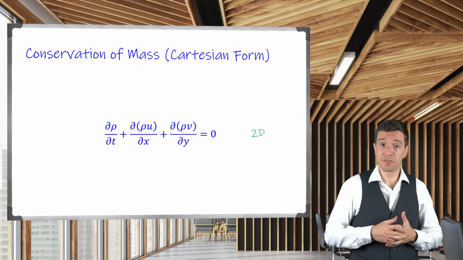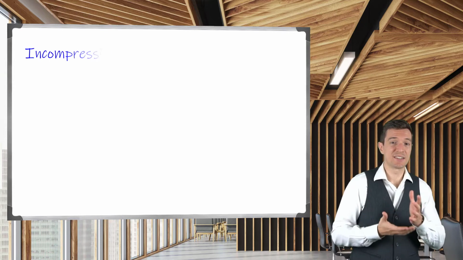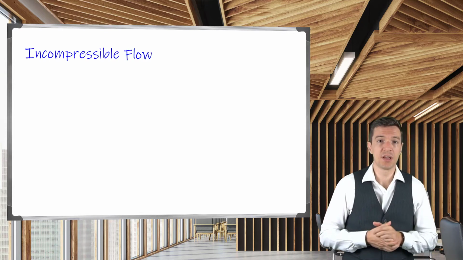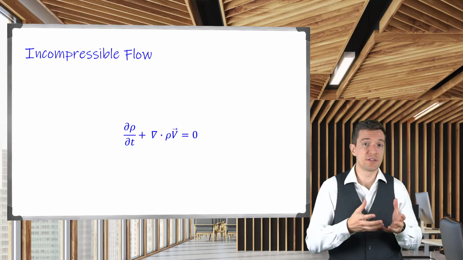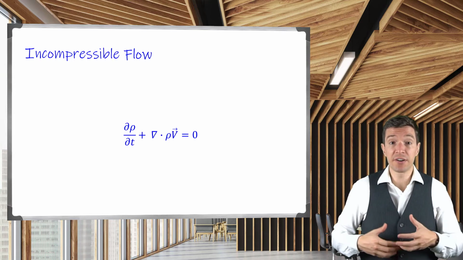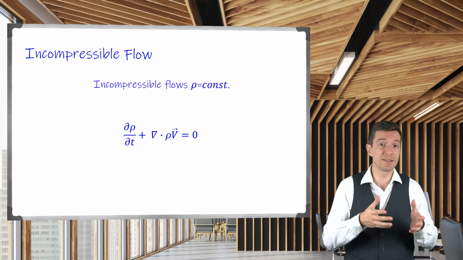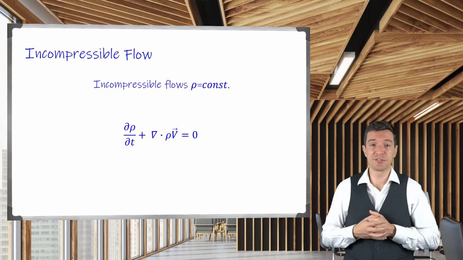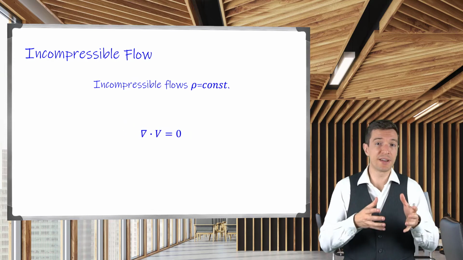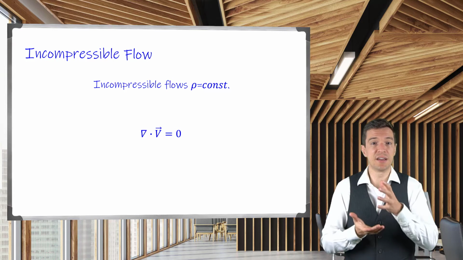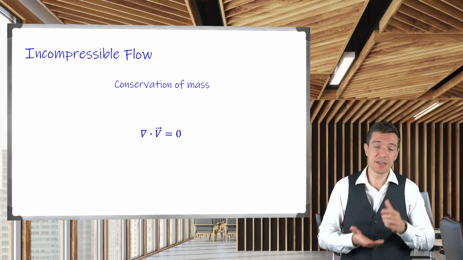For incompressible flows, the density is assumed to be constant, so the equation of conservation of mass can be further simplified. If we assume constant density, we can reduce the equation to a simple relation that tells us that the divergence of velocity is equal to 0.